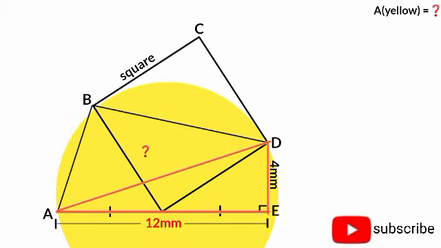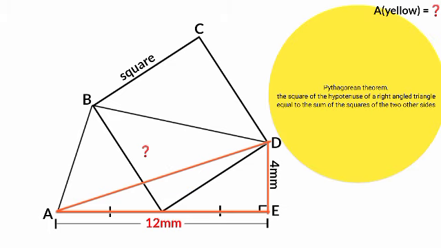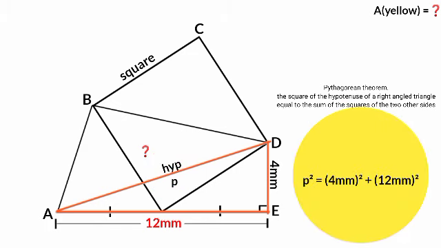Let's look at this triangle ADE. Because of this angle here, it is a right angle triangle. So we use the Pythagorean theorem to find the length of this side. The Pythagoras theorem states that the square of the length of the hypotenuse of a right angle triangle is equal to the sum of the squares of the length of the two other sides. The hypotenuse is the side facing the right angle, which is this side here. Let's say P. So if you use the Pythagoras theorem on the triangle, P squared will be equal to 4 millimeters all squared plus 12 millimeters all squared.